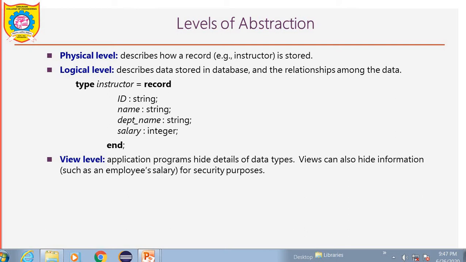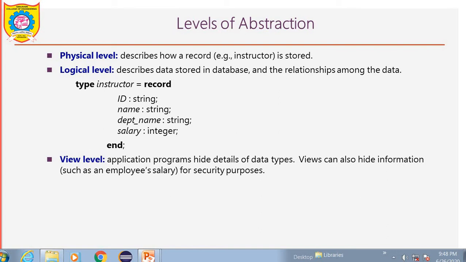The second level is the logical level. The logical level is used to describe how the overall data is organized and how relationships are maintained in the interrelated data. For example, in a train reservation, what is the overall organization, what is the fare, how many stations, how the data is organized. This logical level is the middle level in which the programmer or database administrator is involved.